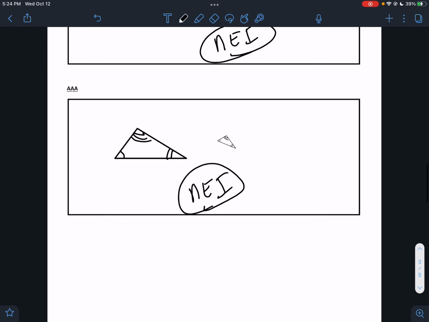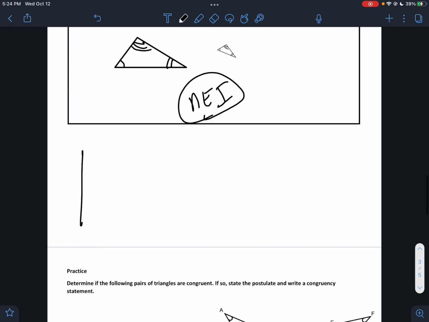How about AAA? Explain to me why that doesn't prove congruence. The best answer is angles don't determine size. The angles don't tell you how big the shape is. There's infinite triangles that can be created. How can we remember that?